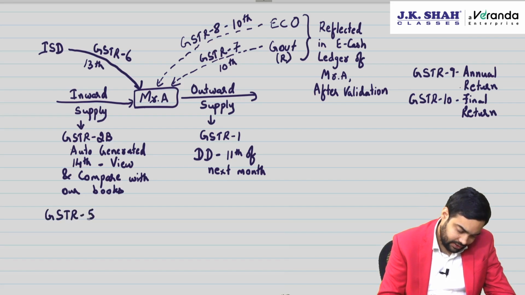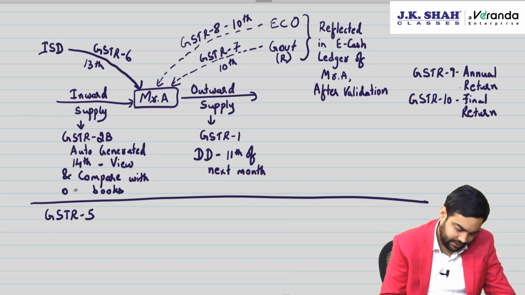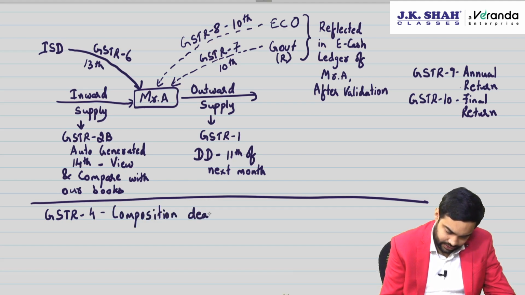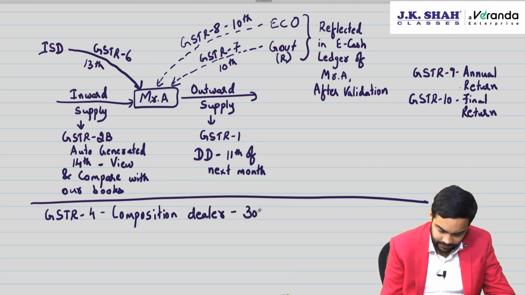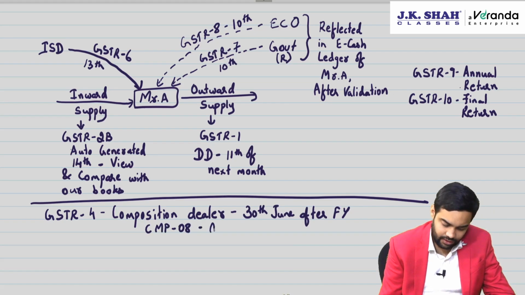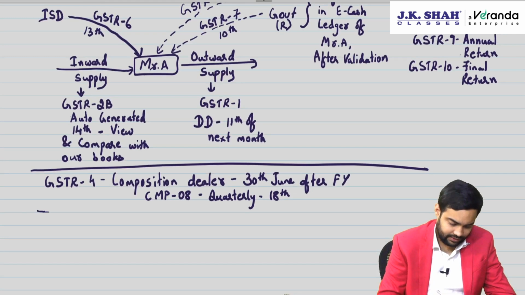What about composition dealer, sir? Composition dealer files GSTR 4, and this is to be filed once in a year, and the due date for composition dealer is 30th June after the financial year. What about payment of tax? Payment of tax is done through CMP 08 on a quarterly basis. Due date is 18th of the next month.